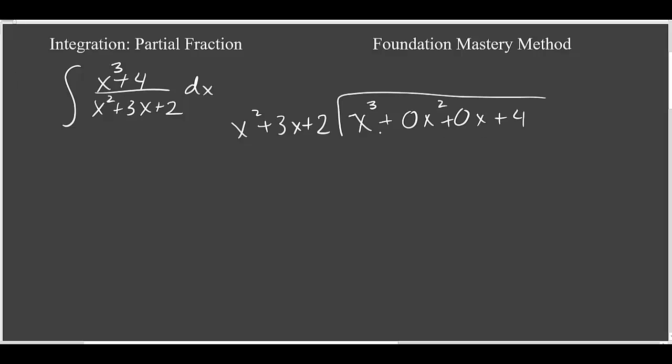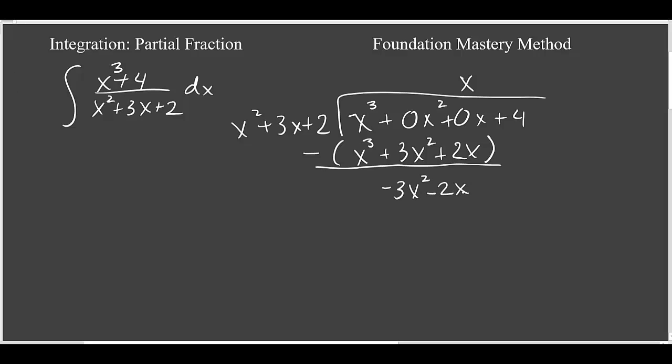So x squared goes into x cubed x times, so we write an x here, and we have x times x squared plus 3x plus 2, which is x cubed plus 3x squared plus 2x. And then just like dividing numbers, we're going to subtract here, and the x cubes will cancel, and we'll have a minus 3x squared minus 2x, and we bring down the 4.